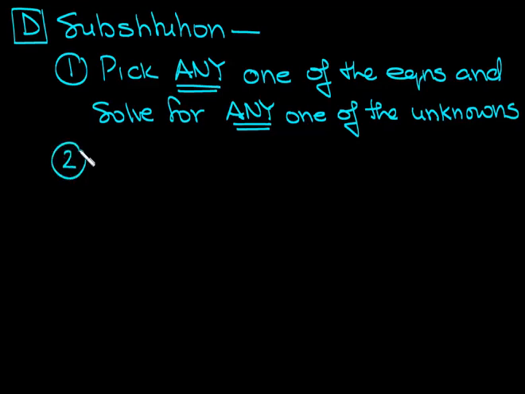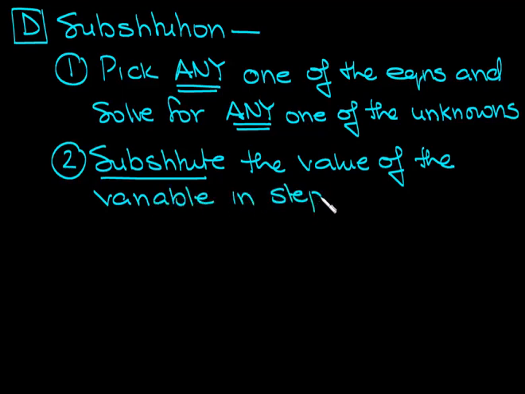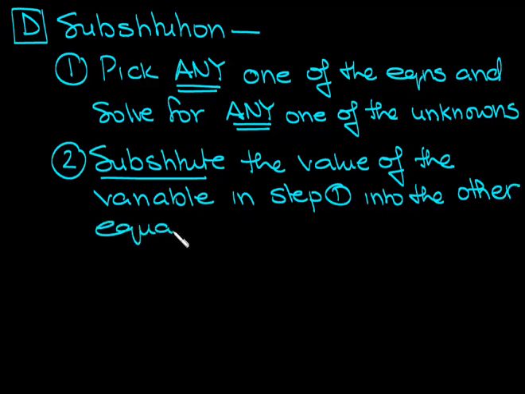The second step is substitute. That's where the word substitution comes from. Substitute the value of the variable, or the unknown, of the variable in step 1 into the other equation. Okay, so for example, if I start with equation 1 in step 1, I would substitute the value into equation 2. If I had started with equation 2, then I would substitute into equation 1. So that's what this tells us.